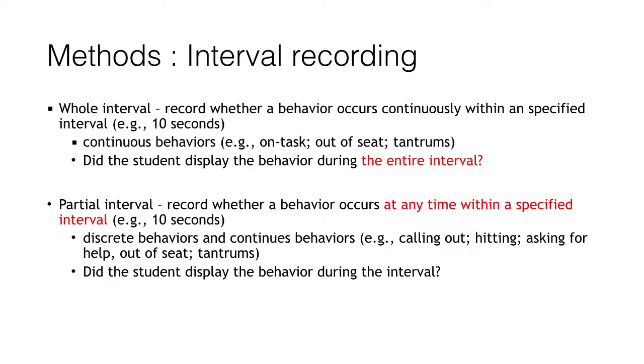If you use whole interval, you will record whether a behavior occurs continuously within the 10-second interval. So you will see the behavior continuously occurs within the 10 seconds and you will mark it as an occurrence. Partial interval, you will record whether a behavior occurs at any time within the 10-second interval. Doesn't matter how long, you will just see if the behavior occurs or not within the specified interval.